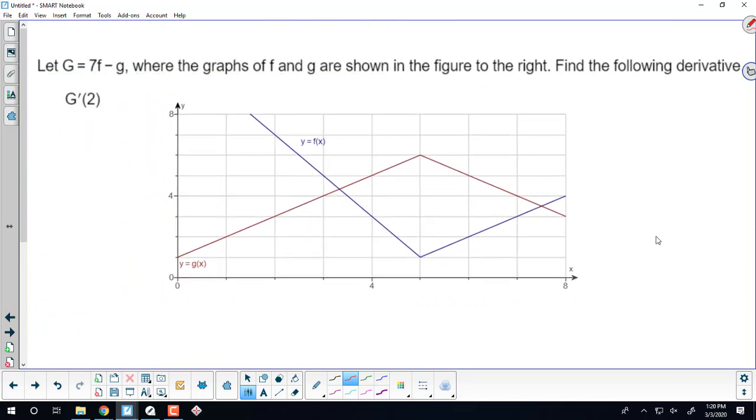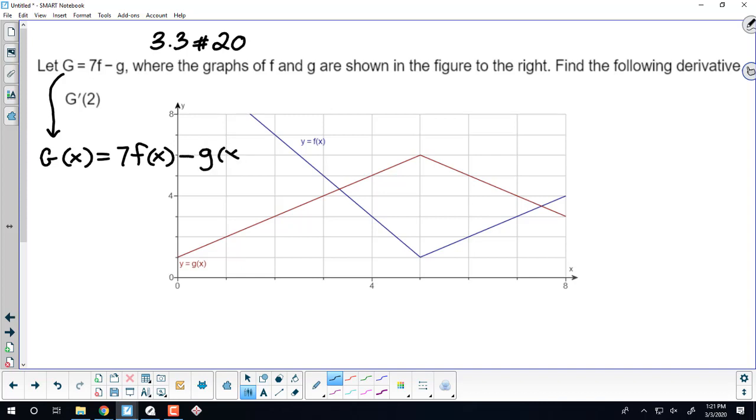All right, so we're given this graph, and we're given that capital G is 7 times f minus g. Is that 3, number 20? Yeah. Okay. So basically, they've got a little sloppy with their notation, but capital G of x is 7 times f of x minus lowercase g of x. We have the graph of f and g provided, and we want to find G prime of 2.